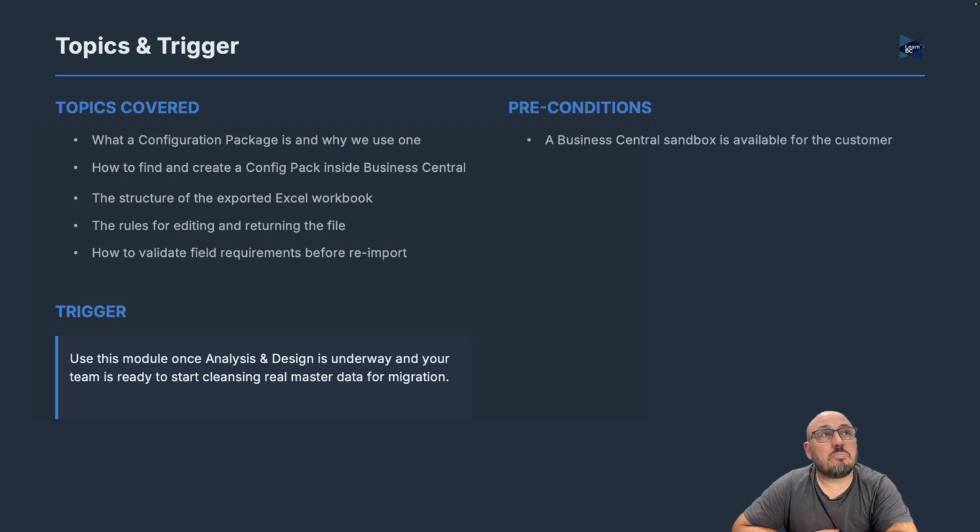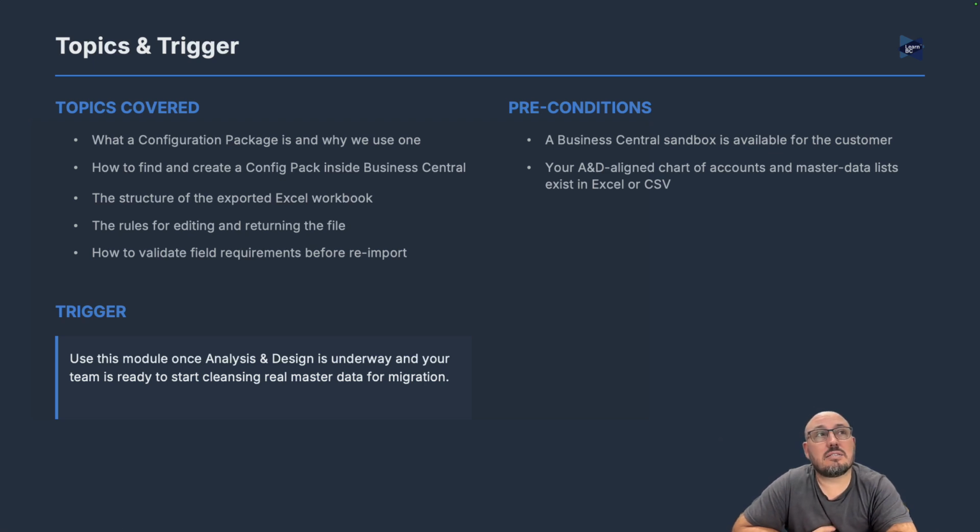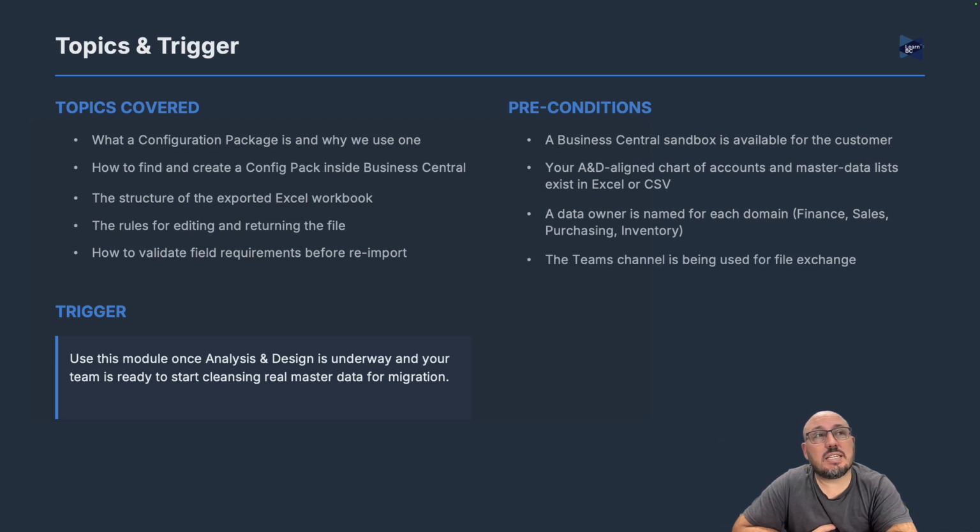The preconditions: a Business Central sandbox is available for you to play with, which would be super useful. Your A&D, aligned chart of accounts and master data lists exist in Excel. A data owner is named for each domain, e.g. finance, sales, purchasing, inventory. The Teams channel is being used for the file exchange, and data cutoff and go-live target dates are agreed at a high level.